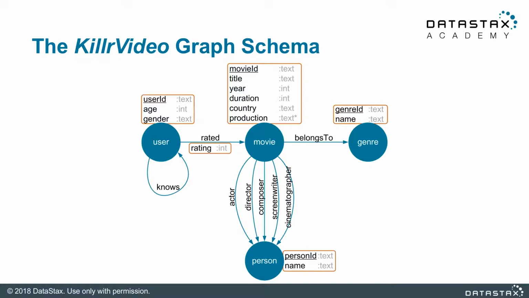User-defined vertex IDs are underlined on the diagram. We have no meta properties, but we do have one multi-property. This is the production property. Please take a moment to study this schema as it will help you to follow all of our traversal examples.